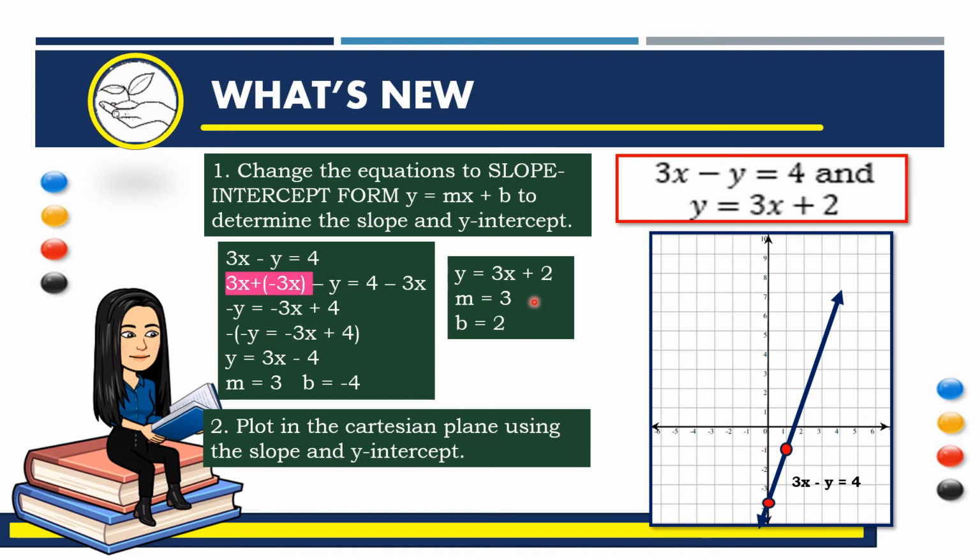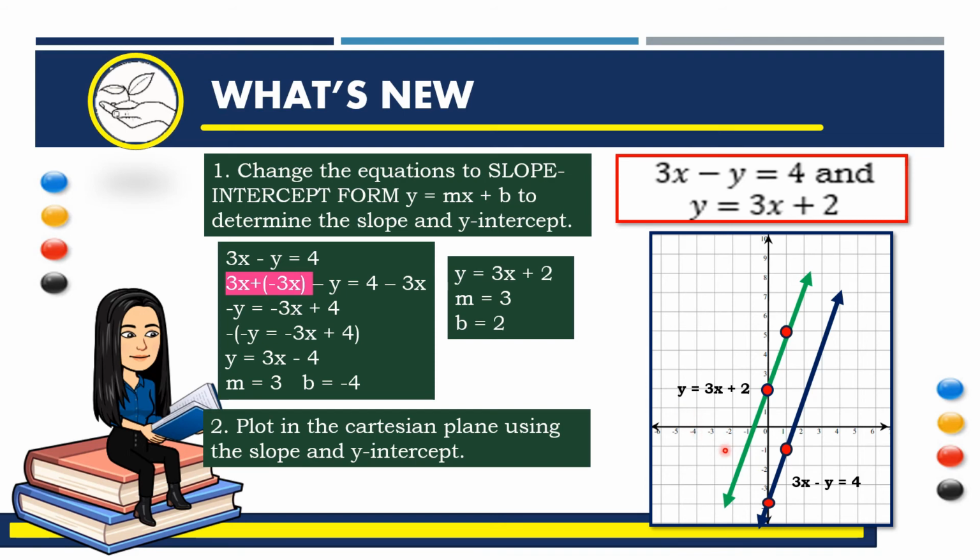Now let's graph the equation y is equal to 3x plus 2. The y-intercept is 2, and so the coordinate is (0, 2). So we are going to plot here. The slope is positive 3, so we have to move again 3 units upward and 1 unit to the right. And this is the graph of the equation y is equal to 3x plus 2.